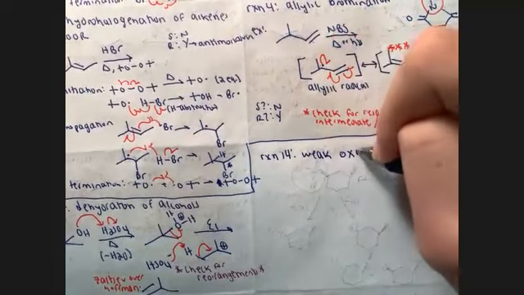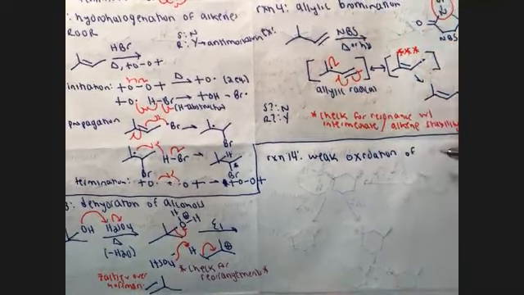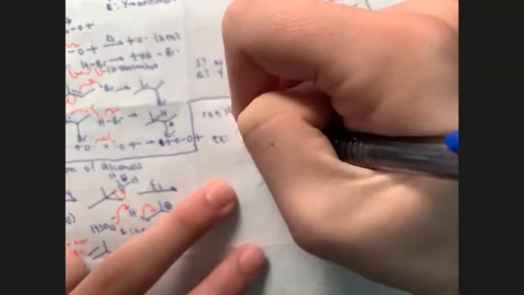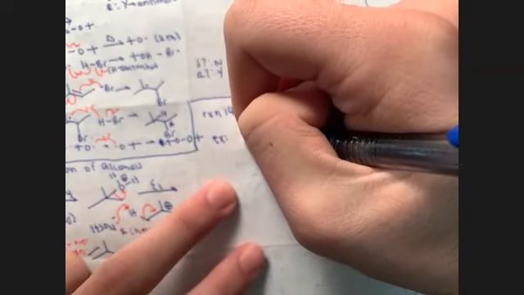Okay. So reaction 14, okay? This is going to be weak oxidation of alcohols. Okay, we're almost done. I'm going to do a couple of examples. So we're going to do primary, I want to do secondary, and I want to do tertiary. And we know that our only weak reagent is PCC and DCM. So I'm going to write that for all of these, PCC and DCM, okay?